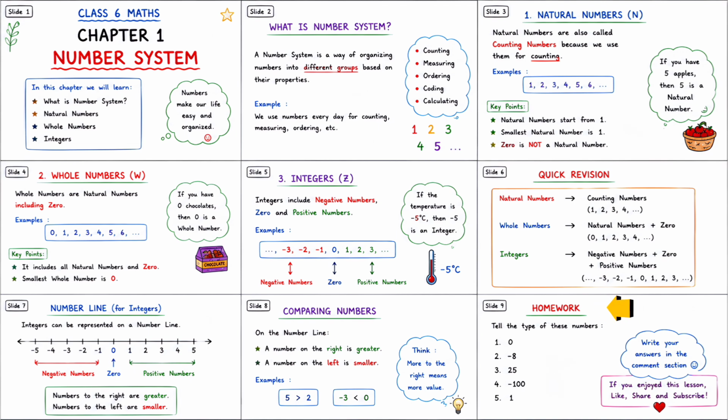Homework. Tell me the type of these numbers: 1, 0, 2, -8, 3, 25, 4, -100, 5, 1. Also tell me, which number is greater, 8 or 3? Which number is smaller, -2 or 1? Write your answers in the comment section.